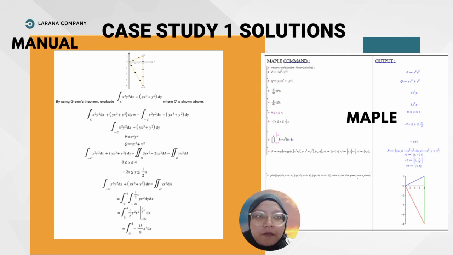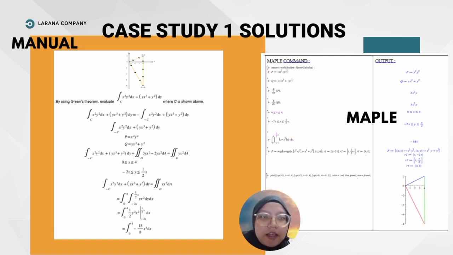Next, using the points given, x is from 0 to 4, so we need to find the limits of y, which are negative 2x and 1/2 x. So we put the limits in the double integral. So we let the integral from 0 to 4 and the integral from negative 2x to 1/2 x of y x squared dy dx.